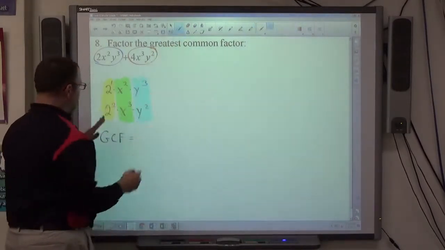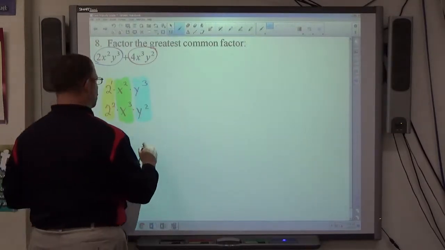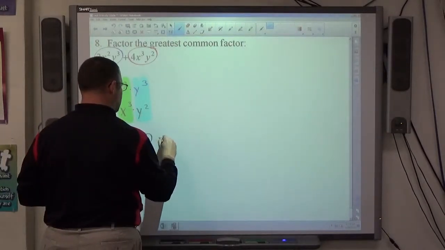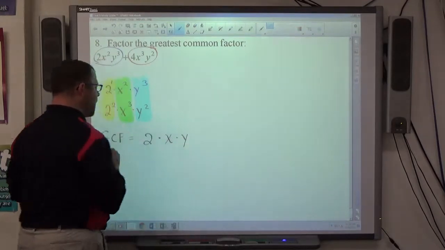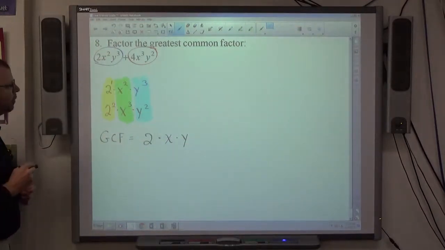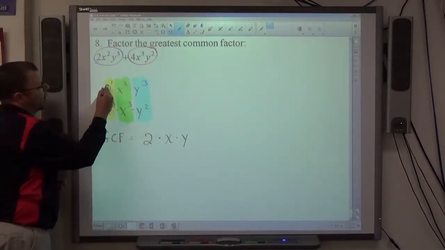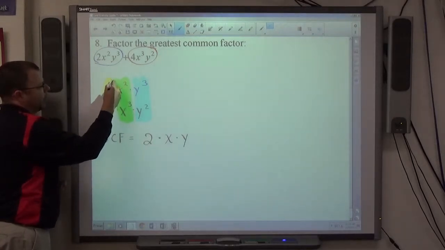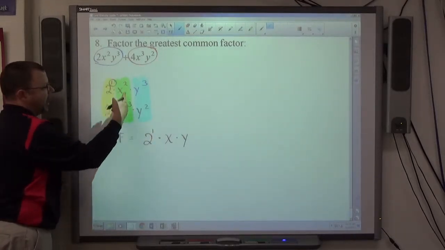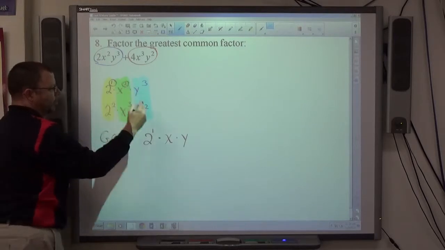So if I look first of all at what's common, we've got 2, x and y, so I write 2 times x times y. And then what I'm concerned with is the lowest power of each one. That's what I care about. So for 2, my choices are 1 and 2, I'm going to take the 1. For x's, my choices are 2 and 3, I'm going to take the 2.